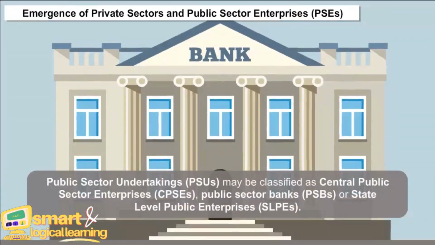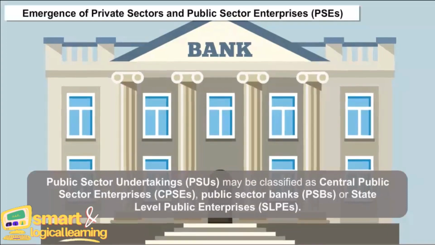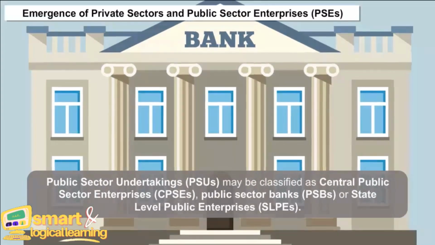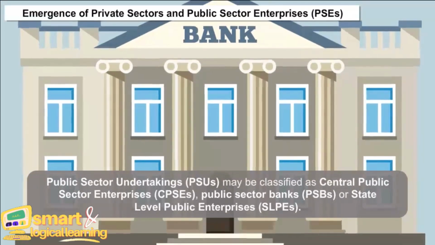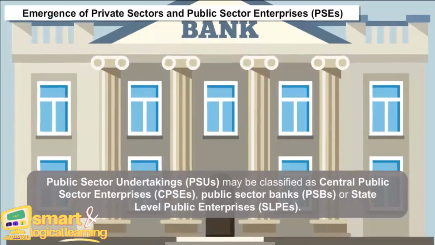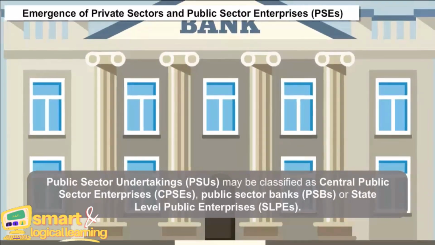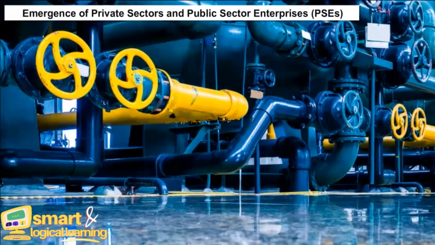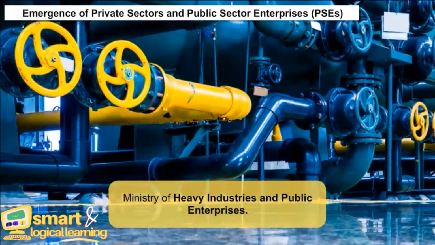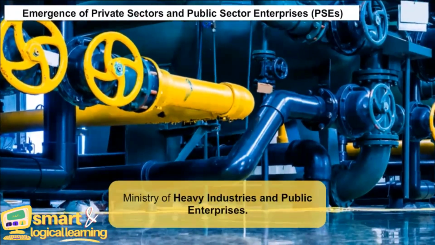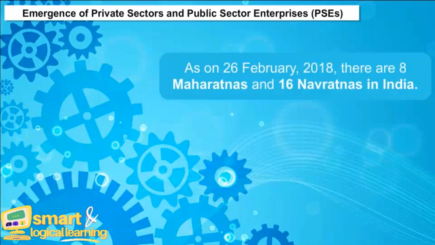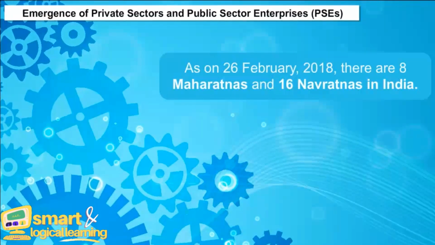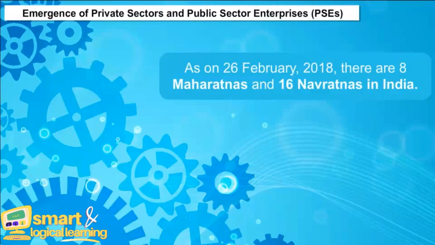Public sector undertakings or PSUs may be classified as central public sector enterprises or CPSEs, public sector banks or PSBs, or state-level public enterprises or SLPEs. CPSEs are administered by the Ministry of Heavy Industries and Public Enterprises. As on 26 February 2018, there are 8 Maharatnas and 16 Navratnas in India.